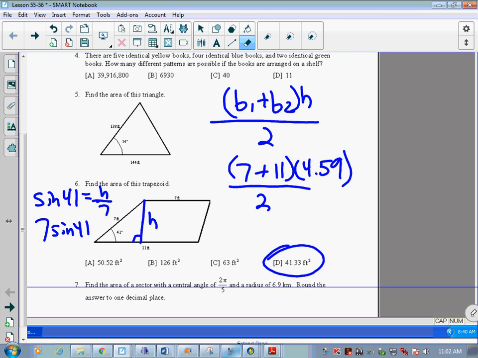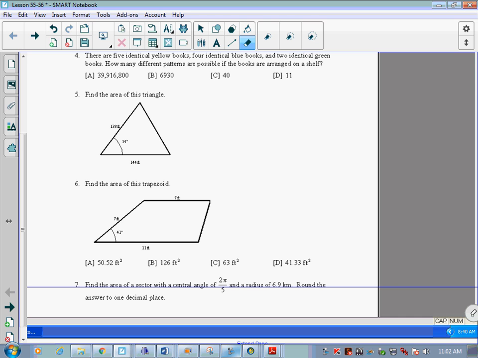Okay, we pretty well have a pretty good understanding of what we were doing with those, being able to use trig to find missing heights. Okay, 7. This is the area of a sector formula. We should already be familiar with this. This is old-time geometry and Algebra 2 stuff. Area of a sector formula.